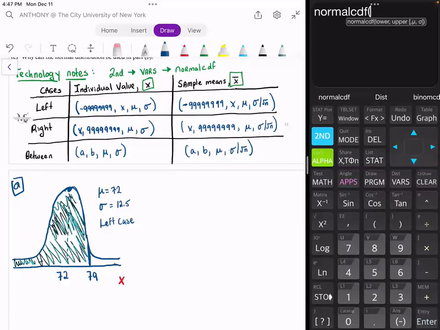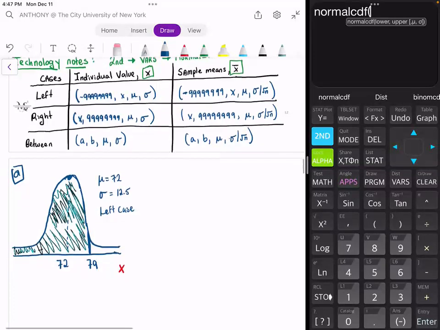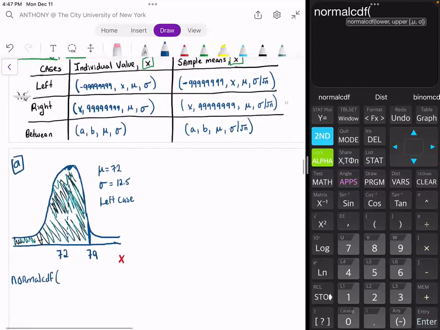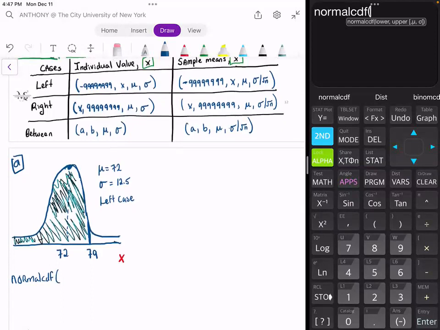Okay. So how do I enter this into the calculator if I want to find the probability? Well, it's going to be normal CDF. For left cases, if you look at this image, this picture gives you the idea. The very first value that I need is basically negative infinity. You can't use negative infinity in the calculator, so we just use a smaller number.